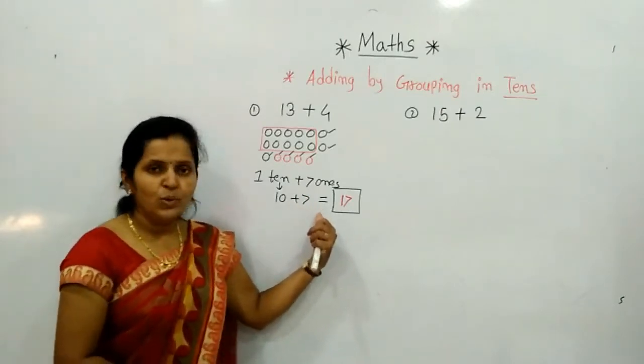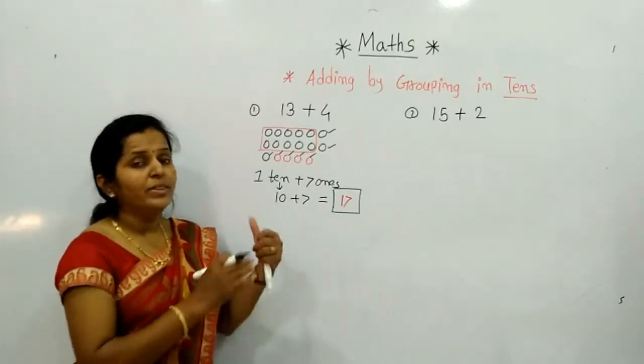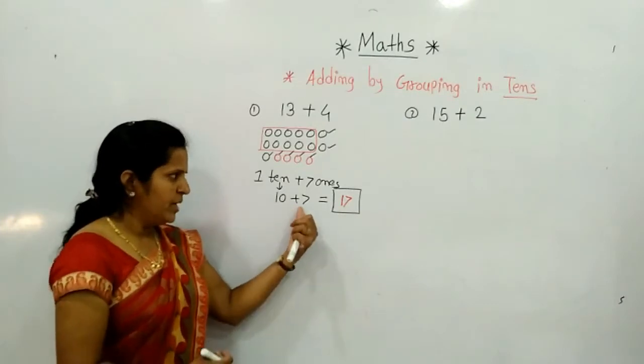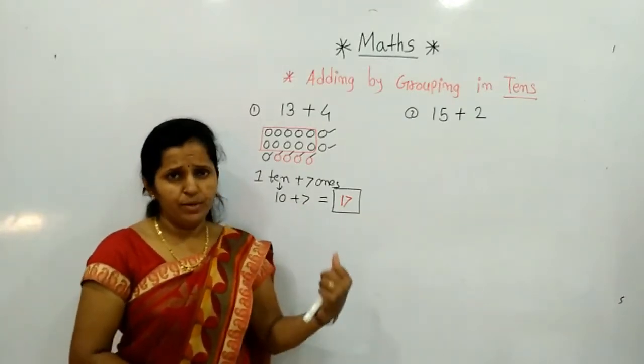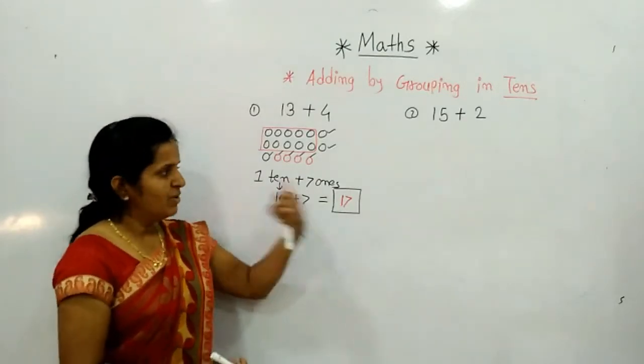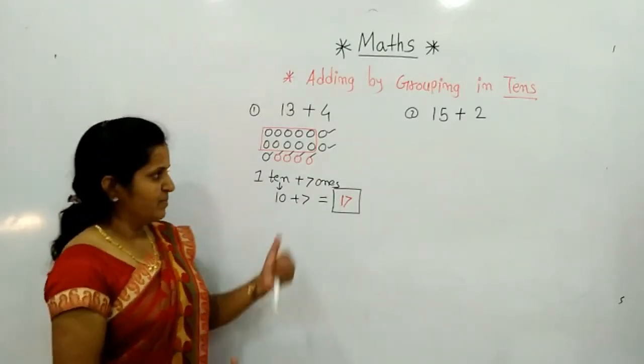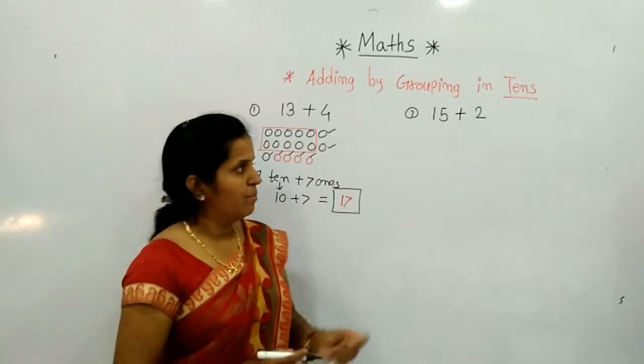10 plus 7 is equal to what? Now you can do it with the help of forward counting. After 10, count 7 numbers: 11, 12, 13, 14, 15, 16 and 17. That's why this answer is 17. Let's solve the next example.